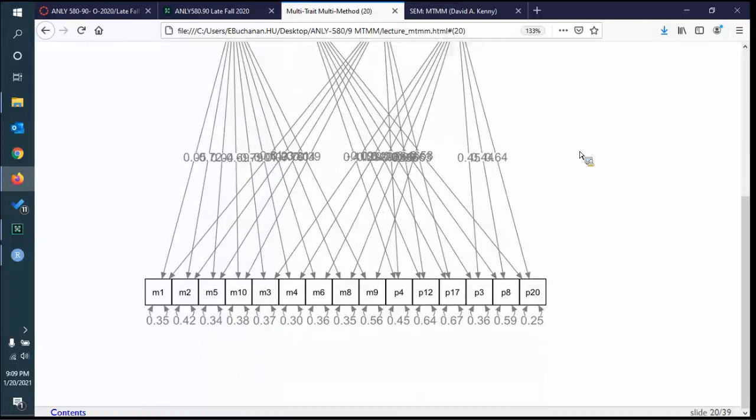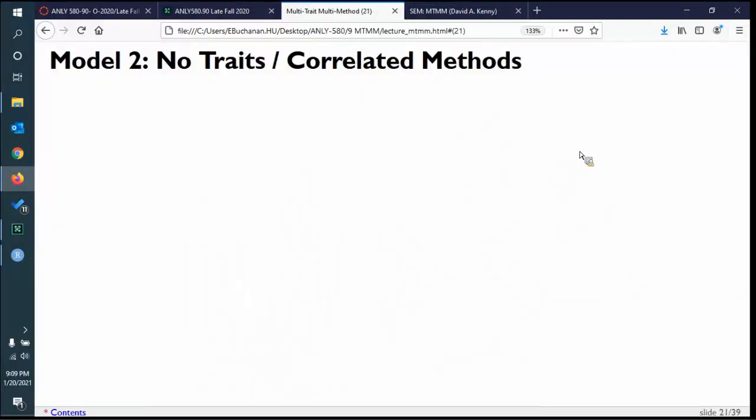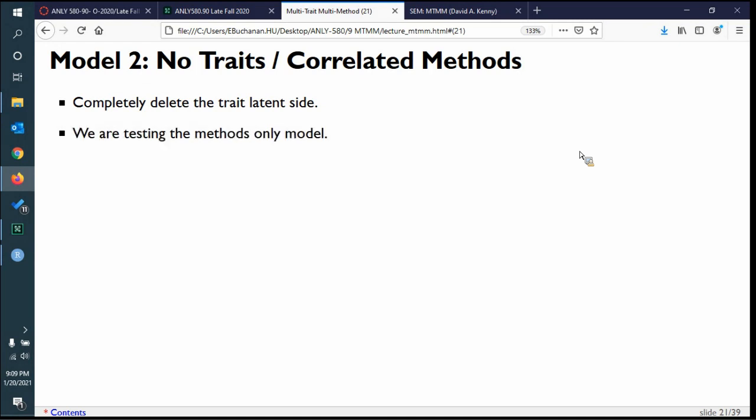All right, what now? Well, model 2 answers this convergence question. It's the no traits, correlated methods model. So we're going to just take traits and get rid of them. We've actually already done this. It's the methods model from the first go round. But what we do is completely delete the trait latent side. That's hard to say. We're basically testing the methods only model.